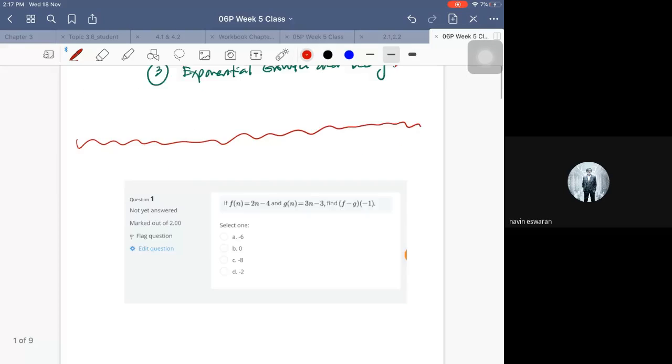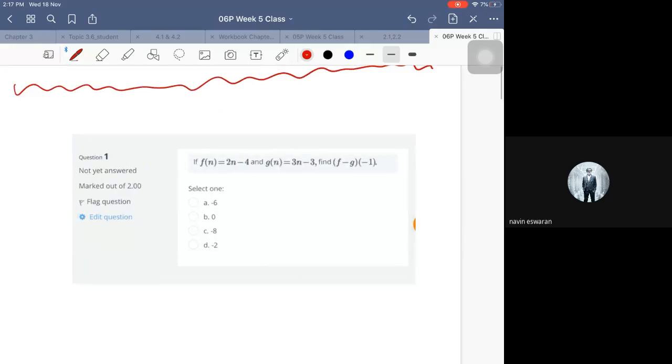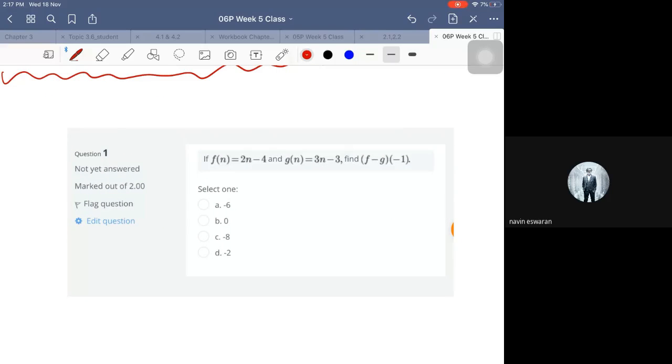So let's start now. So I'm going to start with the quiz. So kalau you ada apa-apa soalan, just feel free to unmute your mic and interrupt me. So I don't mind that. So here I have a function. So if f of n is equal to n minus 4 and g of n is equal to 3n minus 3. So I asked you to find f of g of negative 1.